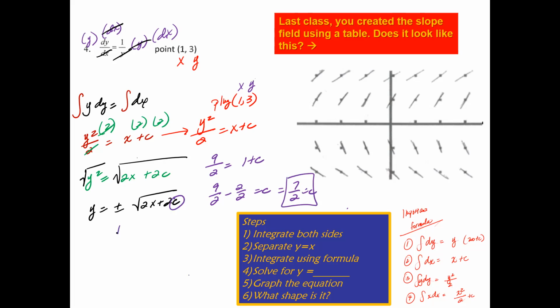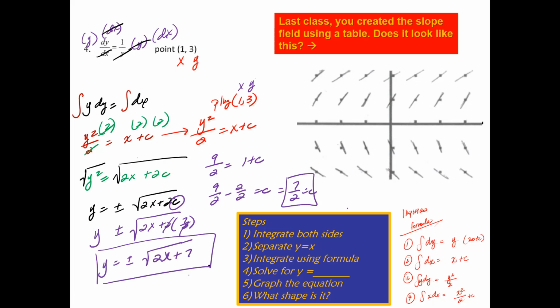So here, we're going to replace it. y equals 2x plus 2 times 7 over 2. The 2's cancel, so y equals plus or minus the square root of 2x plus 7. And this right here is your answer. If you think about it, anything with a square root generally has a curve like that. So you're going to start off at 1, 3. Here's 1, 1, 2, 3. And your curve is going to be in this direction. And that is your graph.